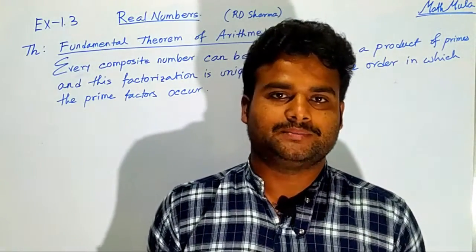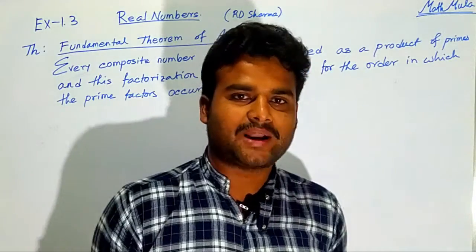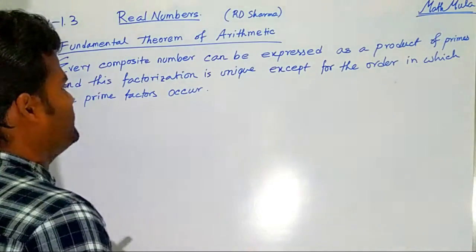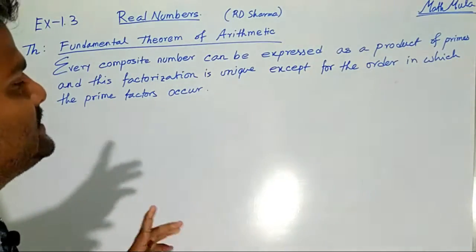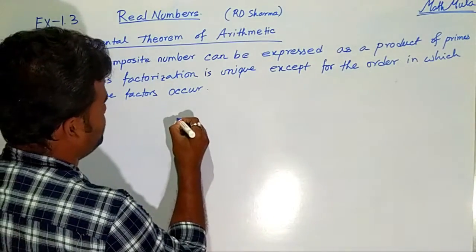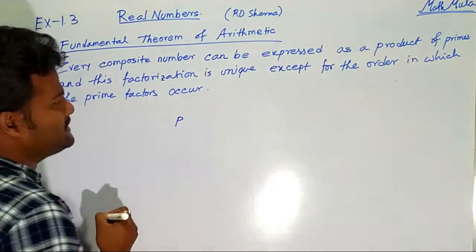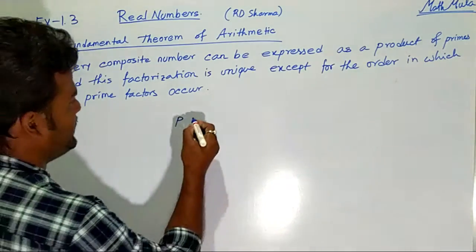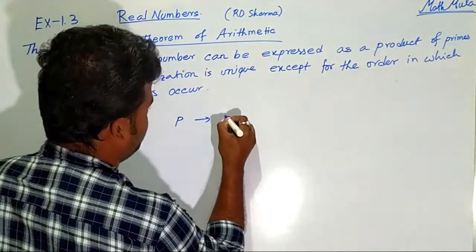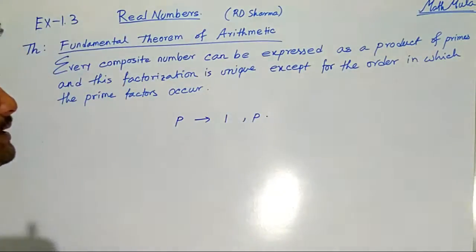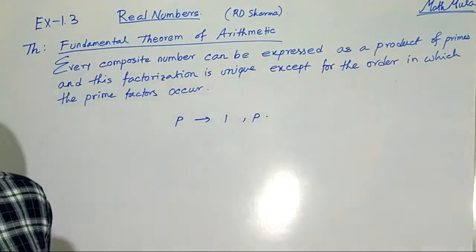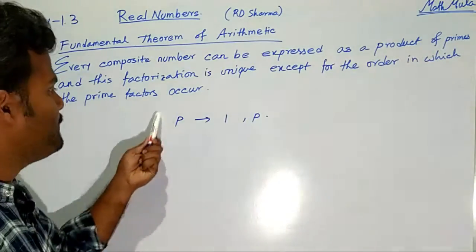Now, prime number. A number is called a prime number if it has only two factors, 1 and itself. For example, P is a prime number if its factors are 1 and P itself. There are no other factors. Then P is called a prime number.